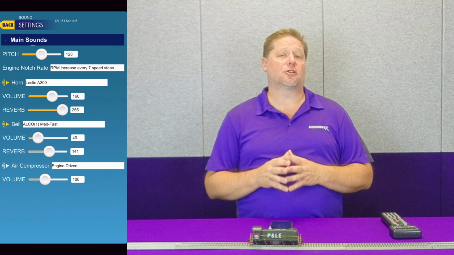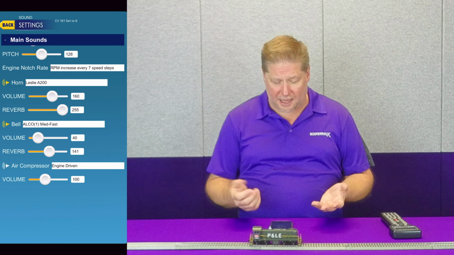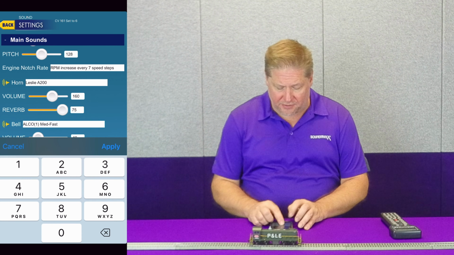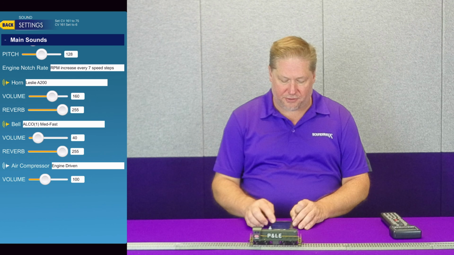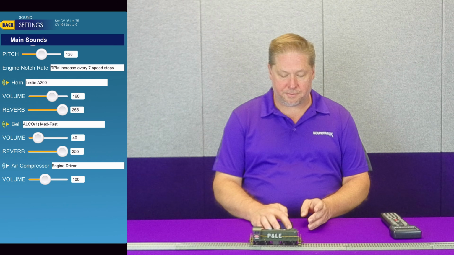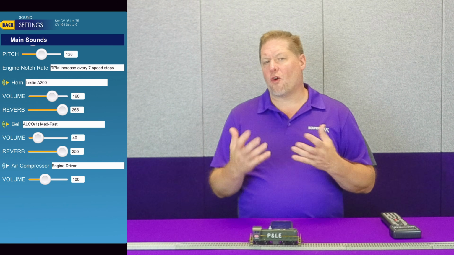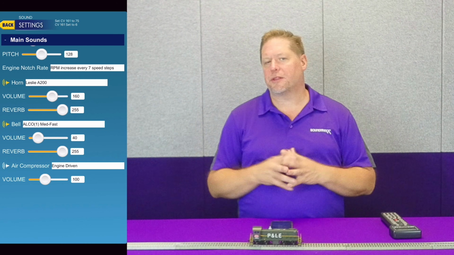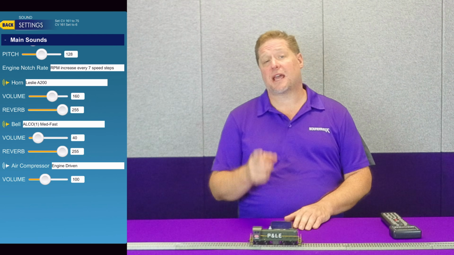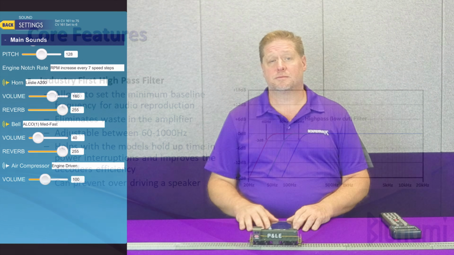So again, you can tailor this for your particular layout. Personally, I kind of tend to like somewhere around the 75 range. So I'm going to go ahead and type in a value of 75. So now when I blow the horn, you get a little bit, but it's not overpowering and it doesn't really feel like you're out in the mountains. So again, this is where you have the ability to customize those sounds for what sounds good for you.